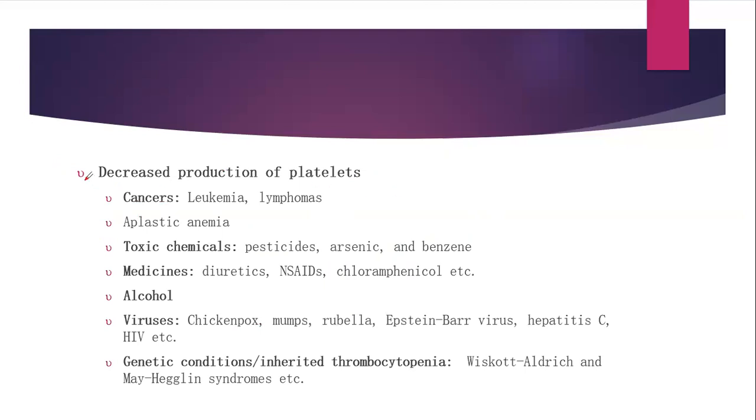The other reason for thrombocytopenia is decreased production of platelets, due to cancers like leukemia. These are blood cancers. Some lymphomas are also blood cancers, but mainly in the lymph region, the lymph nodes, and localized to the lymph. While leukemia is also a white blood cell cancer, it can spread to other areas of the body very quickly.